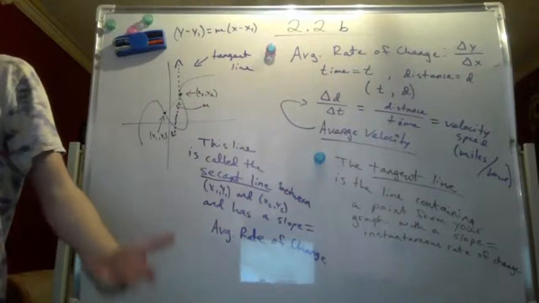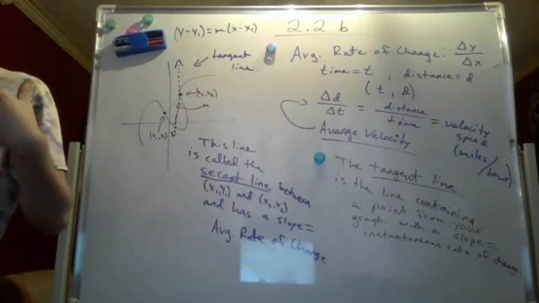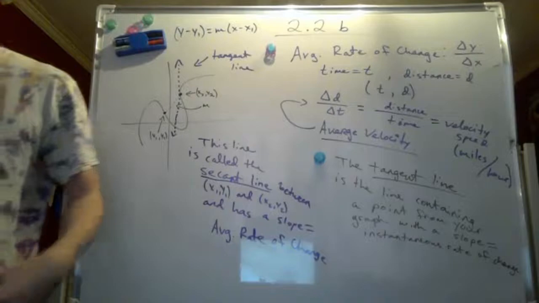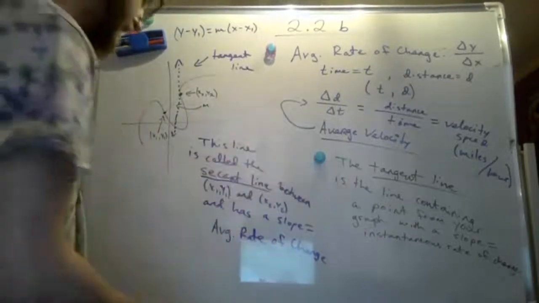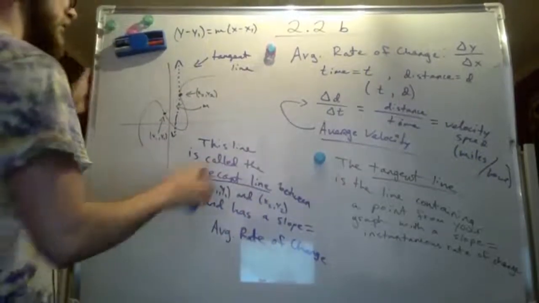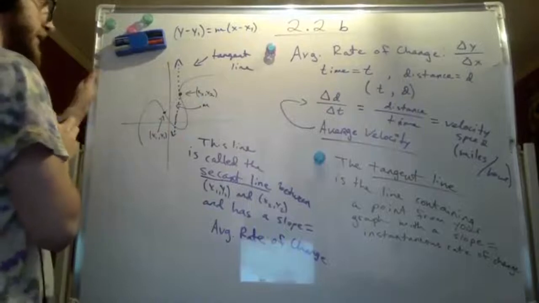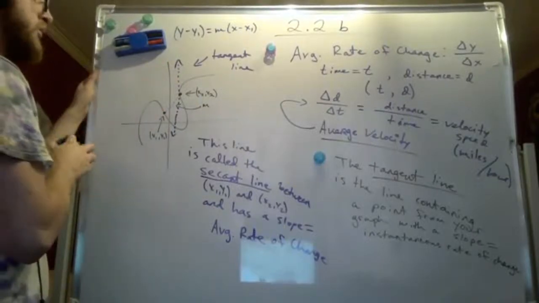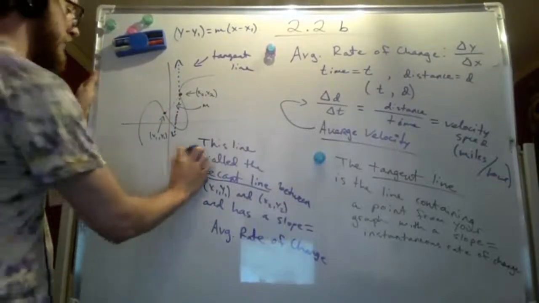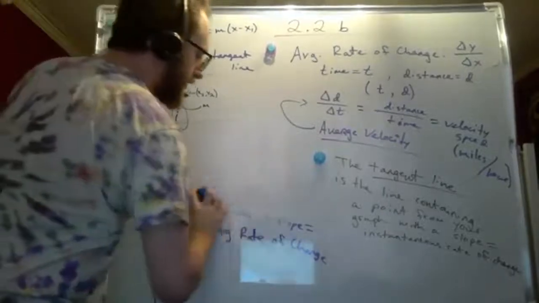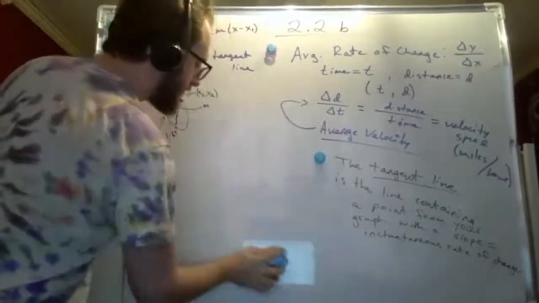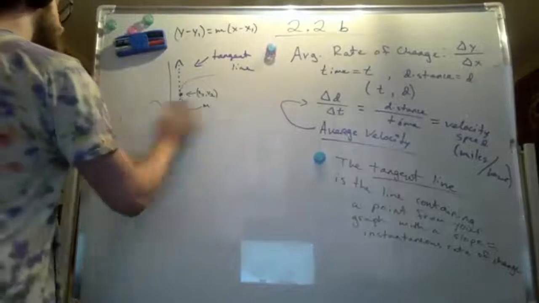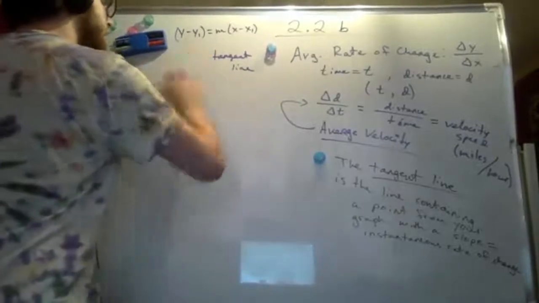And so now we've already discussed that the slope, or the instantaneous rate of change, give you a second to write that, copy that if you're wanting to. We've already discussed that the instantaneous rate of change is the limit.